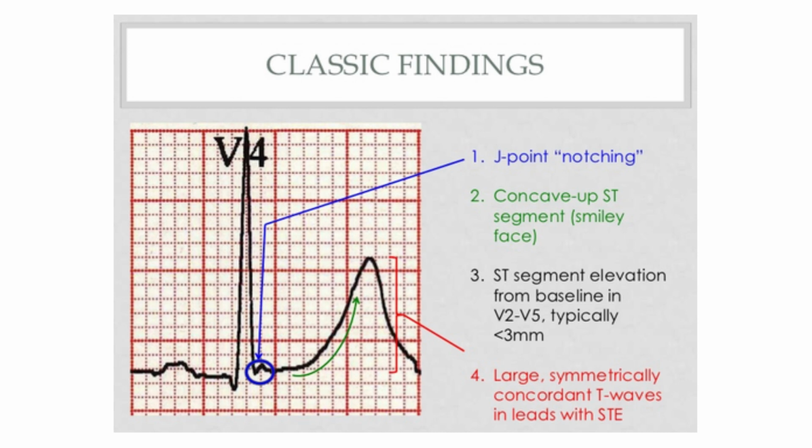First, you get that J point notching, that little notch that you see right at the J point with patients who have benign early repol on their EKG. The ST elevation should be concave. The ST segment elevation should be usually in V2 through V5 and is typically less than 3 millimeters. And the T wave is usually large and symmetrical.